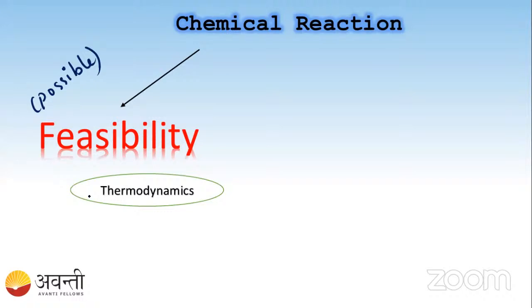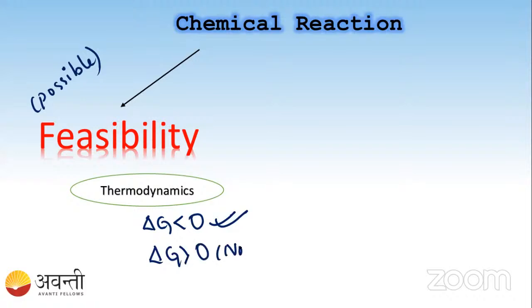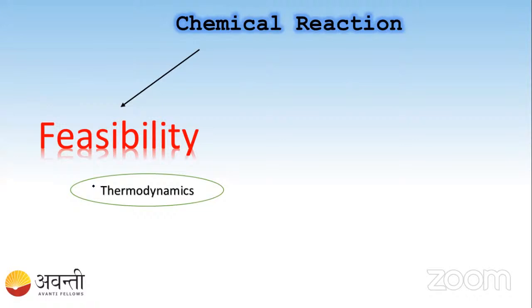And you all know, if del G is less than zero, the reaction is spontaneous and feasible. If del G is greater than zero, the reaction is not spontaneous. So there is this part of chemistry called thermodynamics, which tells about the possibility or feasibility of a reaction.